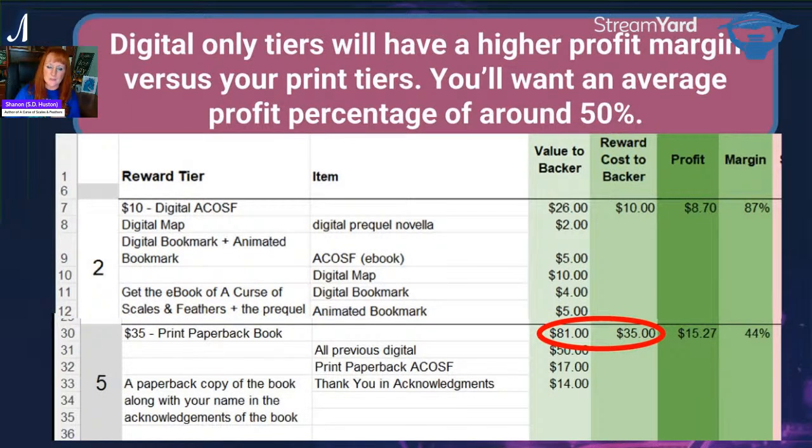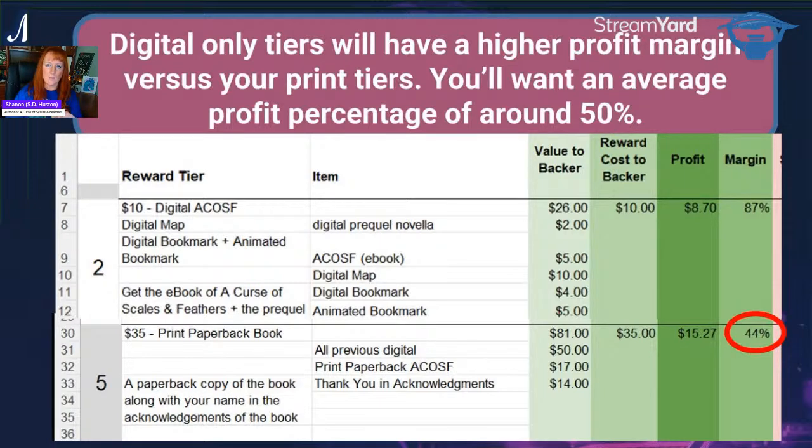Versus like here, this is my 5th tier. This is my first print tier. Again, I made sure that it was a double value, at least double value. It was $35 as the cost to my backer. And it was $81 for the actual value that was going to the backer. And then this dropped the margin down to 44%, because this is taking into production costs and shipping costs and those kinds of things. And the only thing being produced and shipped was the print paperback here. So there was nothing else in this one.